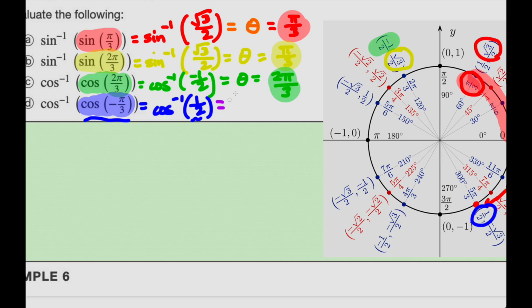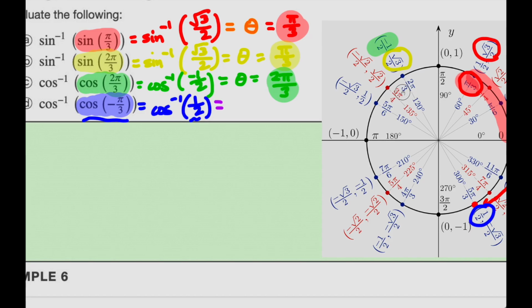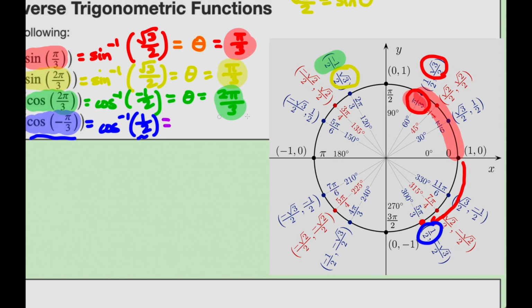All right, the inverse cosine of 1/2, we need to look in quadrants 1 and 2, trying to find 1/2, and you end up with this value right here, which ends up being this value again. So our theta is equal to pi over 3. Lots of pi over 3's in this problem. And that's the answer for that one.